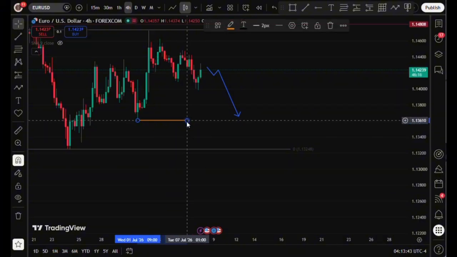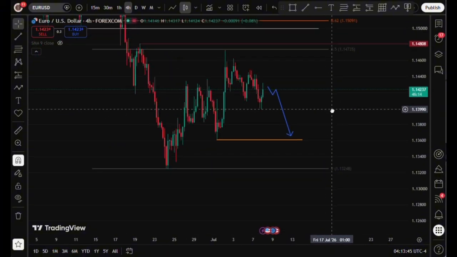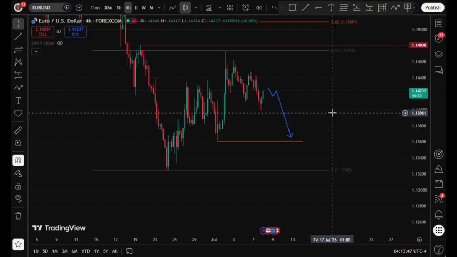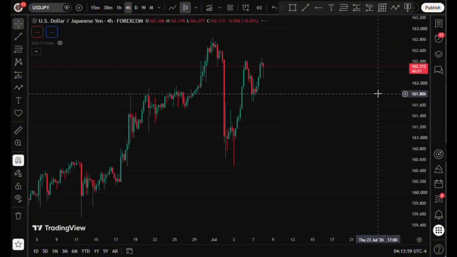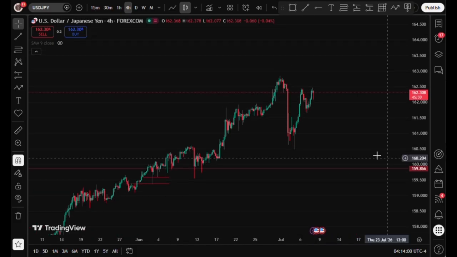All right, so the reason we are looking for shorts on Euro USD is because we know that Euro USD is the inverse of DXY, right? So if DXY is going up, Euro USD, GBP USD, AUD USD, and NZD USD should be going down. And then on USD JPY, we should be looking for bullish momentum.